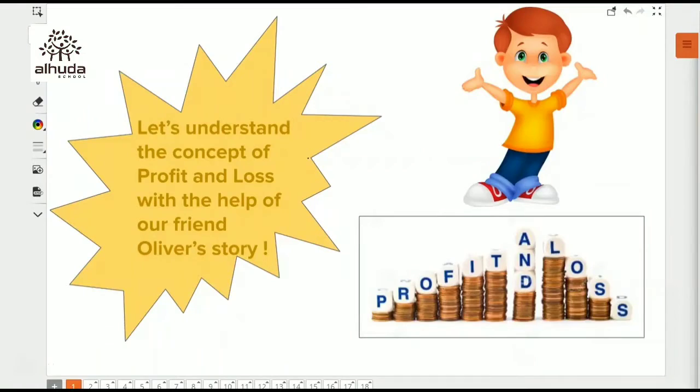Hey guys, today's session will be about profit and loss, to understand what profit and loss mean. So let's make it less boring. Let's understand this concept with the help of a story. Here our friend Oliver is here to help us out with that, so let's understand the concept of profit and loss with the help of the story of Oliver.